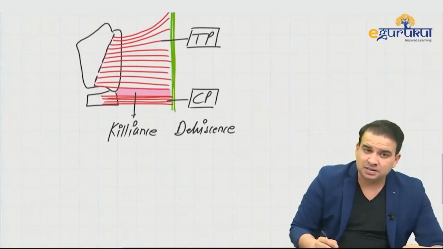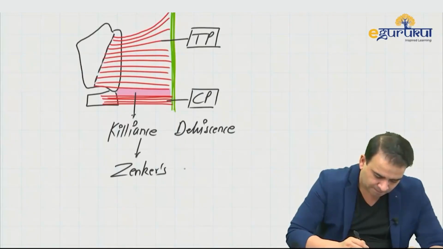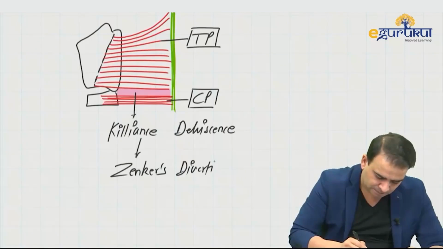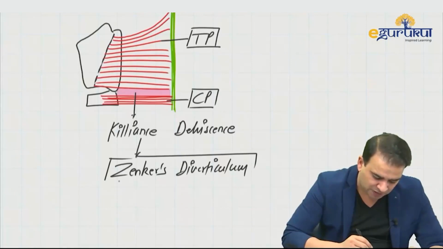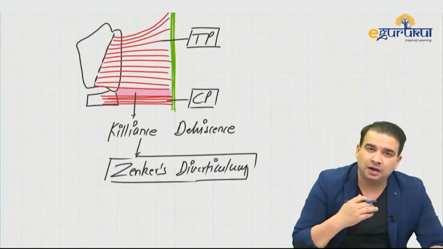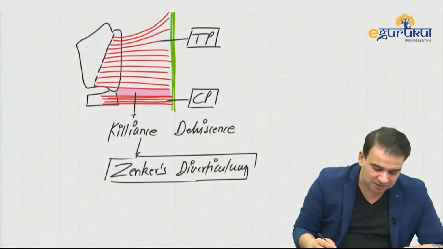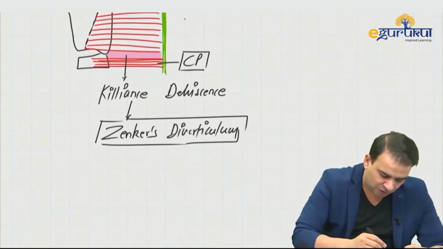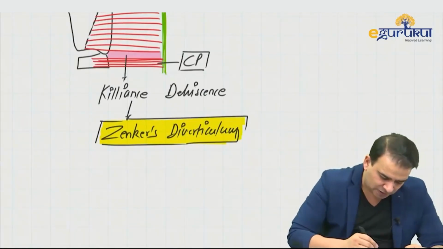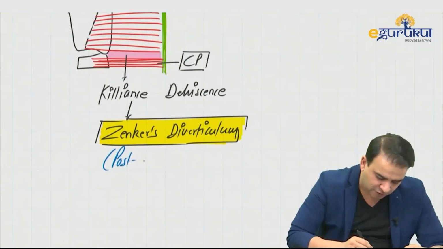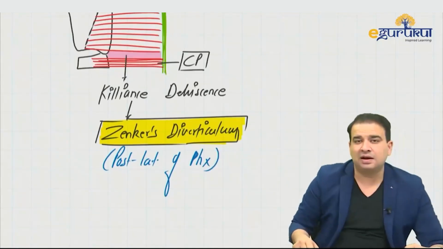And this Killian's dehiscence is the site for Zenker's diverticulum. So if there is any neuronal incoordination between the thyropharyngeus and the cricopharyngeus, it will give rise to a diverticulum between the thyro and crico from the Killian's dehiscence, called Zenker's diverticulum. And this Zenker's diverticulum, please also note, is seen in which wall of the pharynx? It is present in the posterior lateral wall of the pharynx.